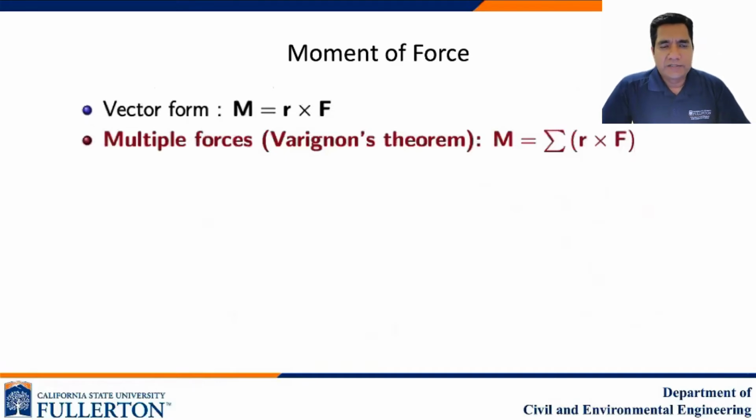Moment is a vector quantity, and it can be expressed as a vector r cross f. R is the position vector of force f, and the force f is the force vector. So if you take the cross product of these two vectors, you're going to get a vector which is going to be perpendicular to the plane of r and f, and that would be the vector moment. If you have multiple forces acting, then we can use Varignon's theorem and add the individual moments of each force and find out the total moment that would act in the system at that particular point.